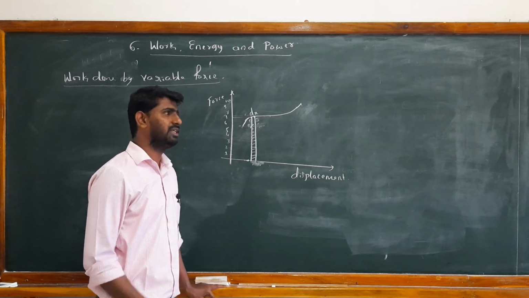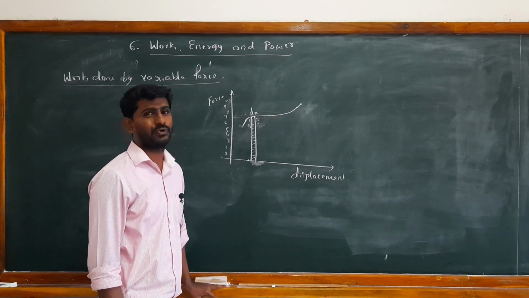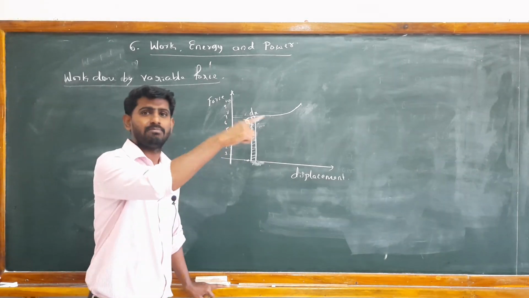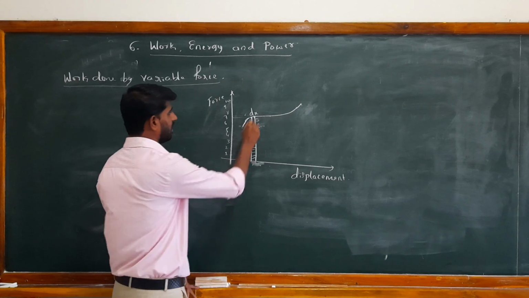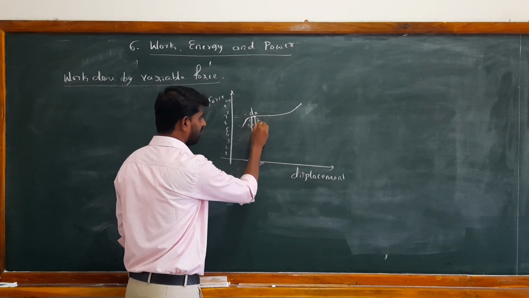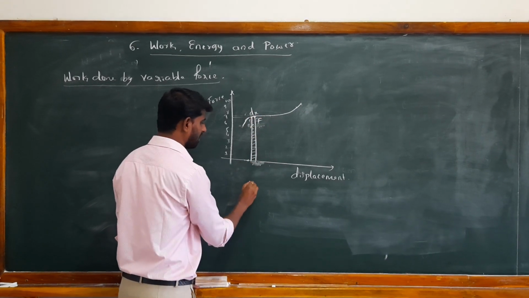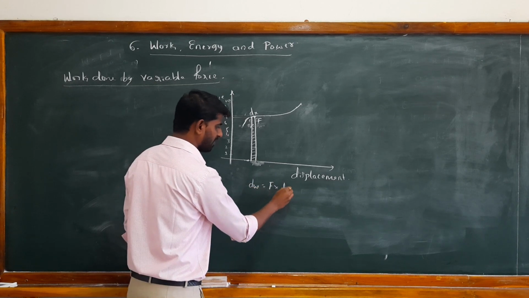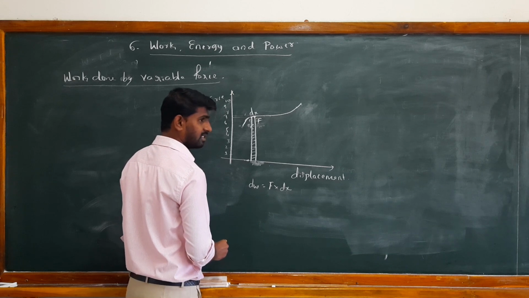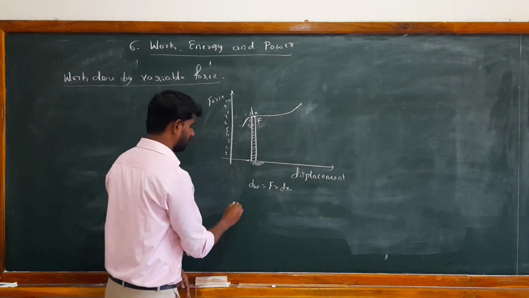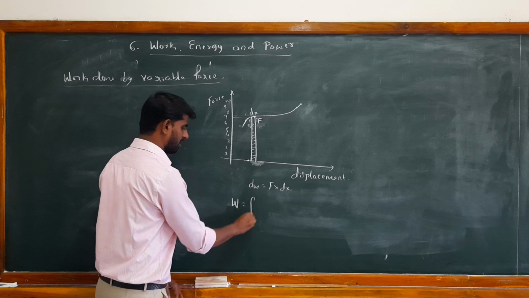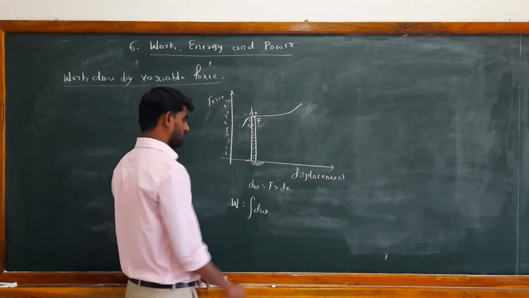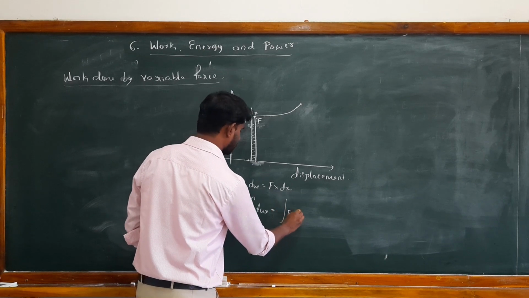So there is a possibility to integrate all those dW's to get the total work done by the body. For the small displacement dx with the force F, I can write dW is equal to force times the small displacement dx. If I want to get the total work done, there is a method called integration. So I can write W is equal to the integration of all the dW's, that is, the integration of force into dx.